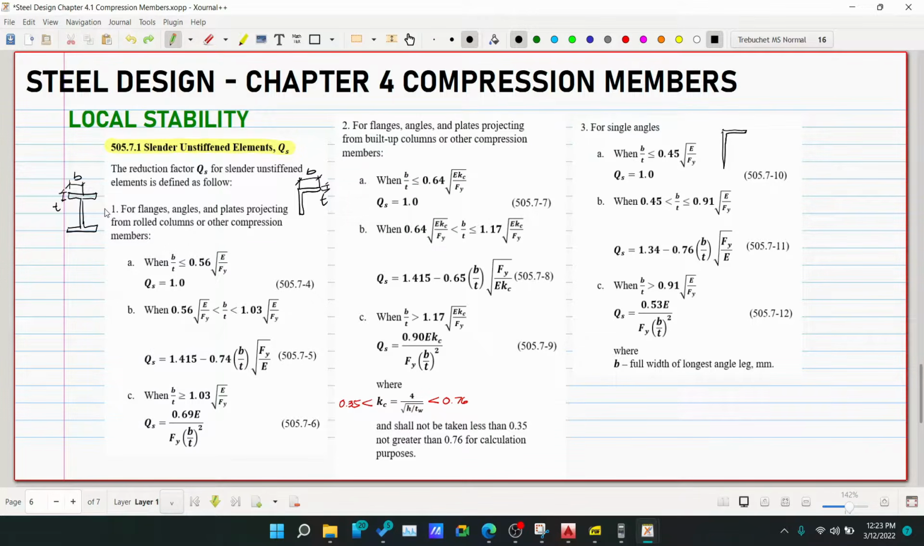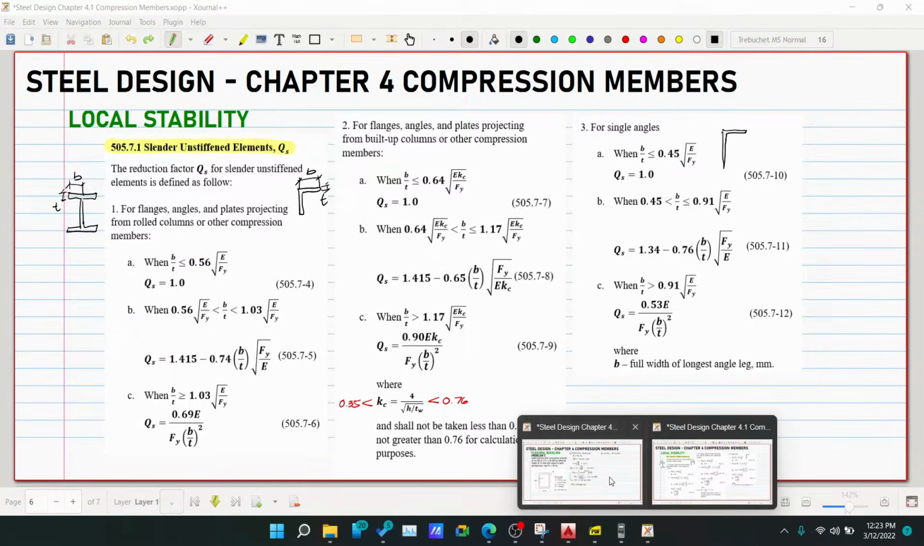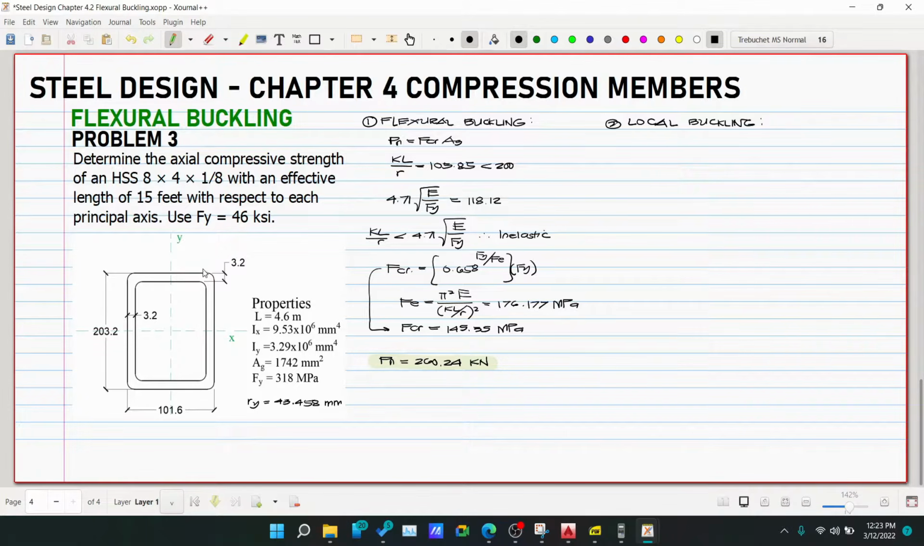And kapag naman yung ating element sa ating member, yung kanyang dalawang end, okay, is naka-connect, ibig sabihin yun ay stiffened element. Okay? So since ito ay HSS, lahat ng element niya is naka-connect, lahat sila ay stiffened. Okay? So therefore, yung ating Q is equivalent to Qs multiplied by Qa. Yung ating Qs niyan is equivalent to 1, kasi wala naman tayong unstiffened element. Kaya yung ating Q is equivalent to Qa na lang.